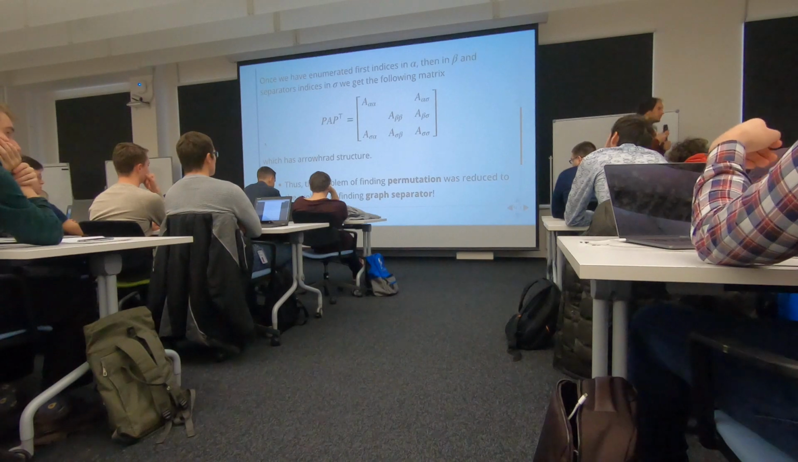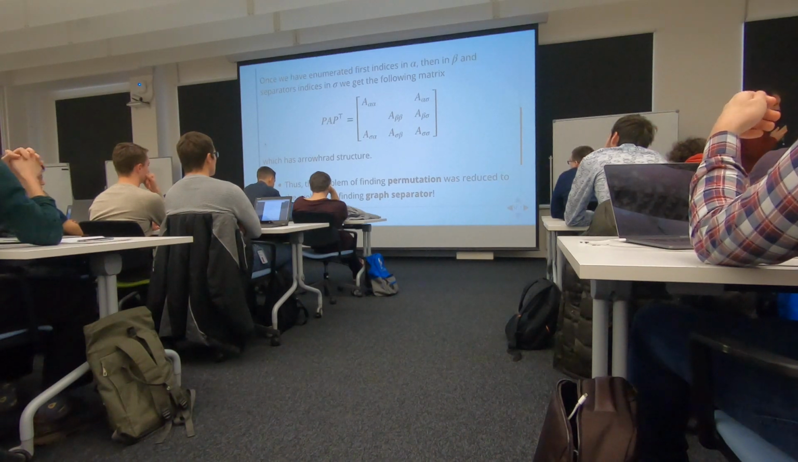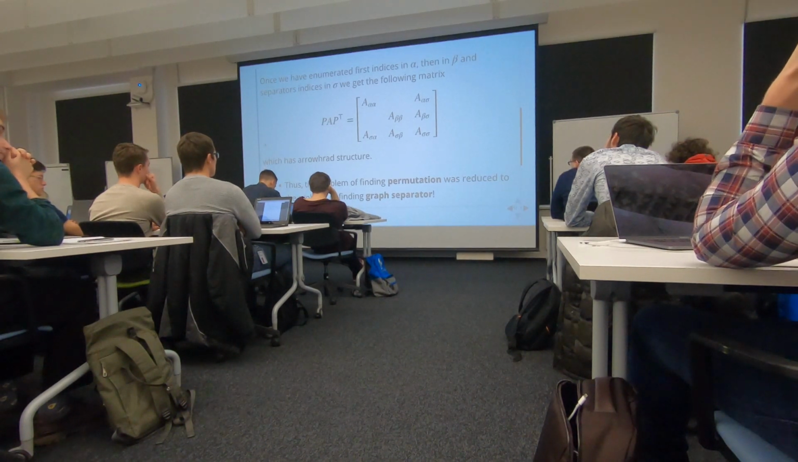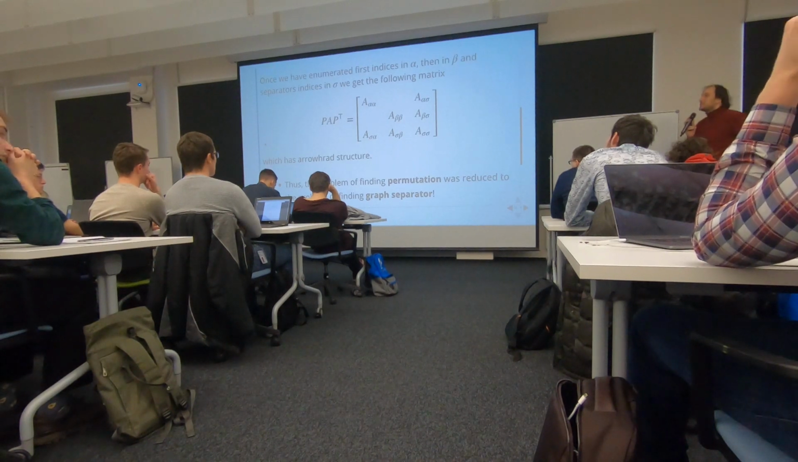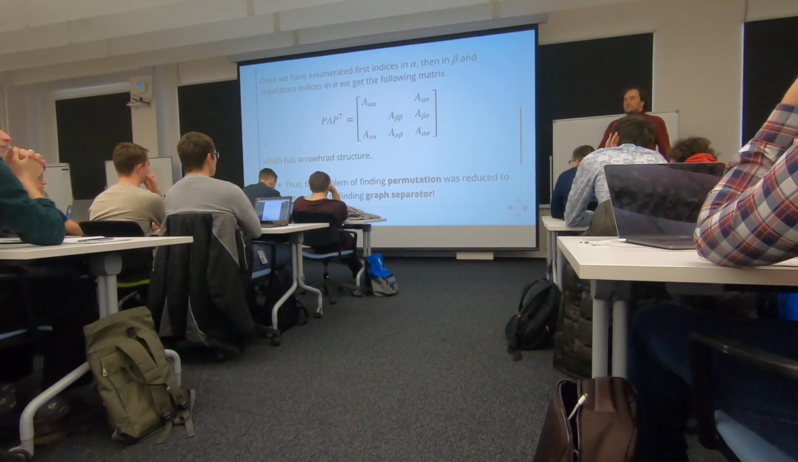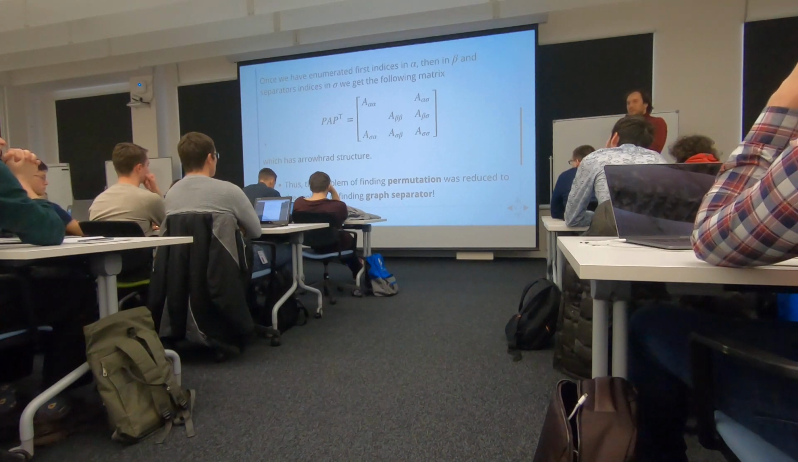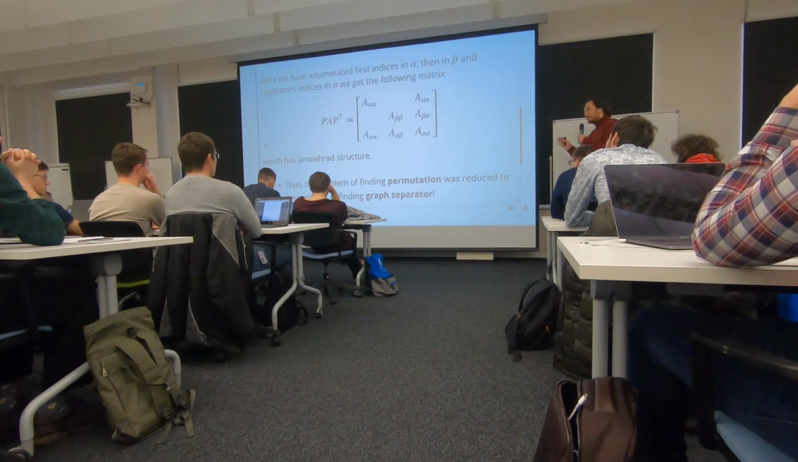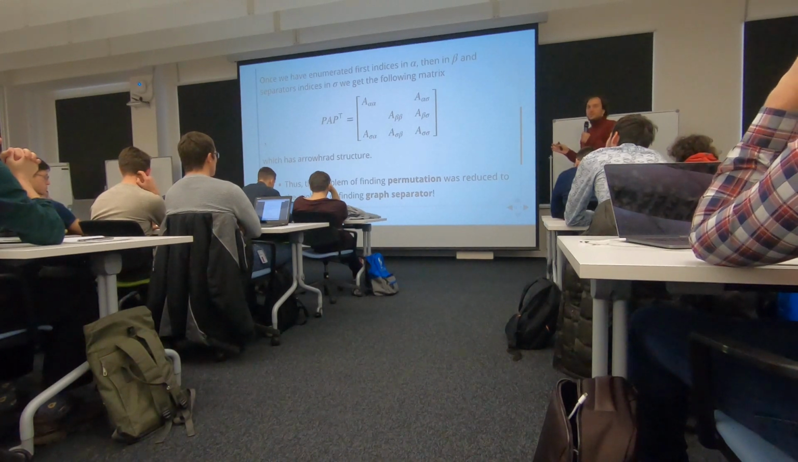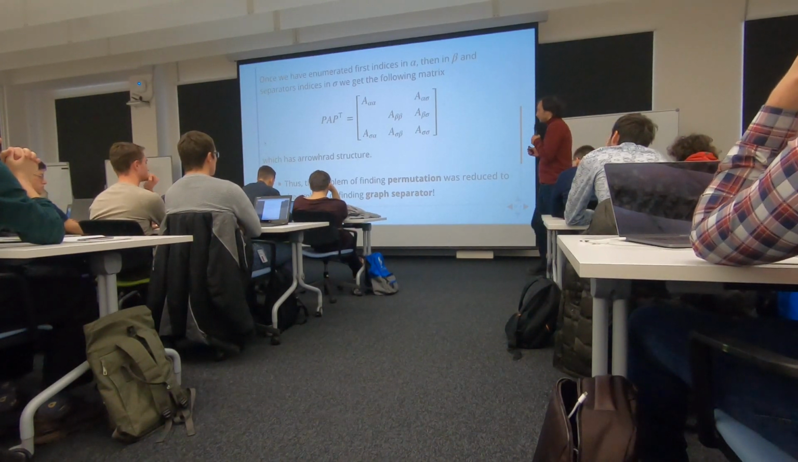So the construction of the permutation is reduced to the problem of finding a separator. If the graph has a simple structure, like a two-dimensional grid, then just by looking at it you can find the optimal separator, right? You take it in the middle. But suppose the graph is somewhat arbitrary and you only know the adjacency matrix. The question is how to construct a separator.